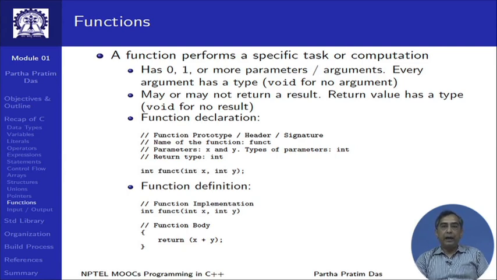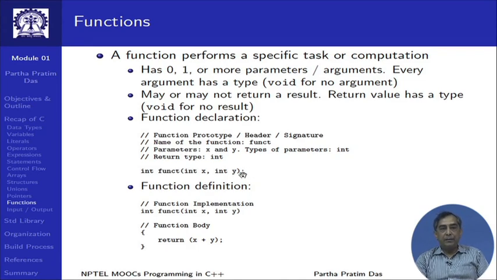Each parameter, also called an argument, will have a type, and if we do not want to specify the type, we can use void. Return will also have a type, and we will use void if there is nothing to return. A typical declaration will look like this: funct is the name of the function, on the left is the return type, and on the right within this pair of parentheses you have the parameters. If there is more than one parameter, they are separated by comma.